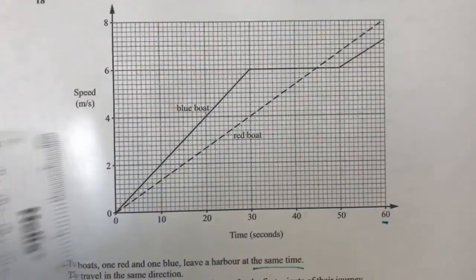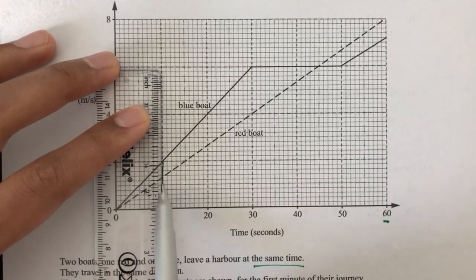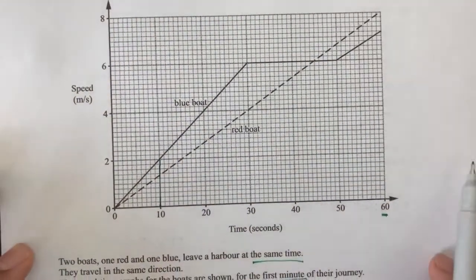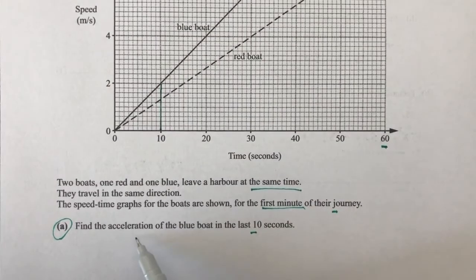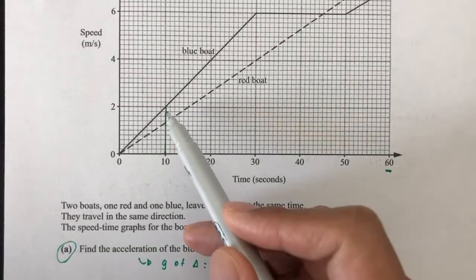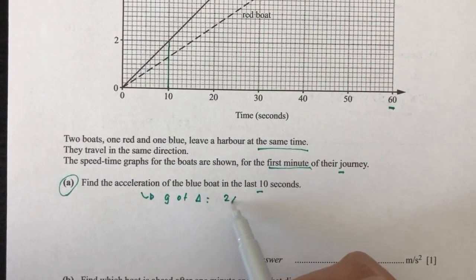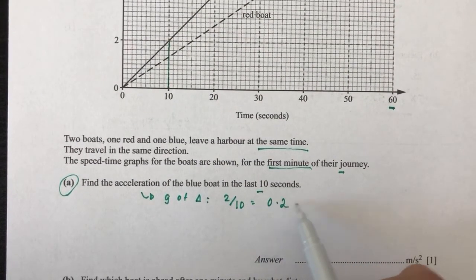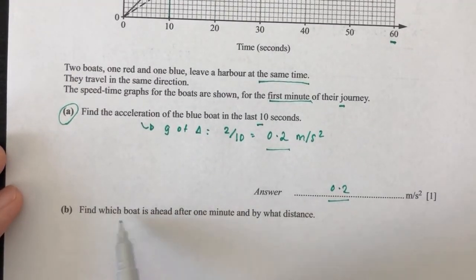So 10 seconds, let's join that to the blue boat. Blue boat is this line. So as you know, if you have a speed time graph, the acceleration is the gradient of the triangle. Gradient is height by base. Height is 2, base is 10. So height 2 divided by base 10, that will be 0.2 meter per second square. Answer will be 0.2.